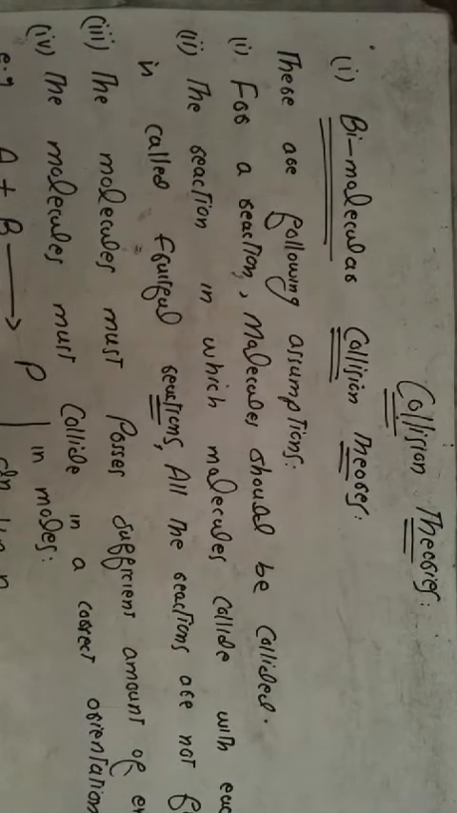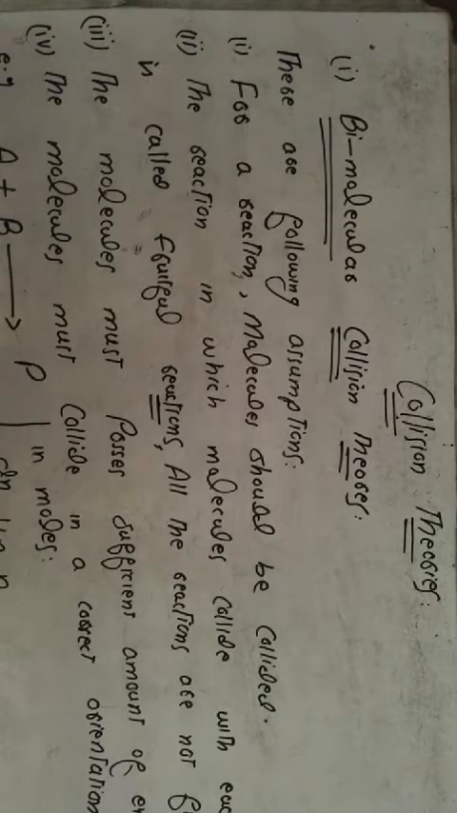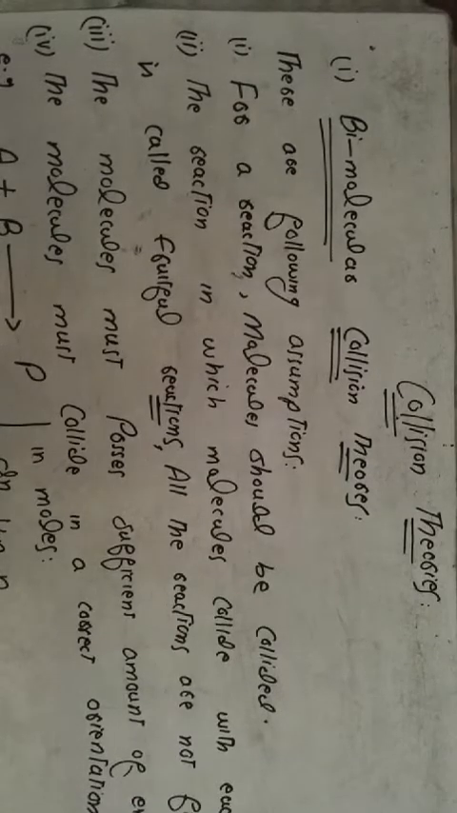There are two types of collision theories. The first type is called the bimolecular collision theory, and the second type is called the transition state theory. In this video, we will discuss the bimolecular collision theory. In bimolecular collision theory, there are two molecules that react with each other to form a product, hence the name bimolecular.